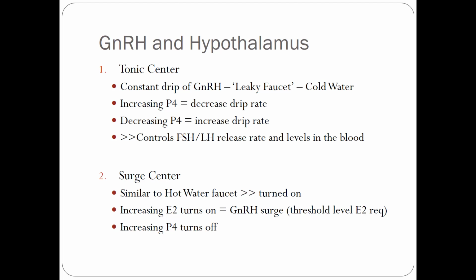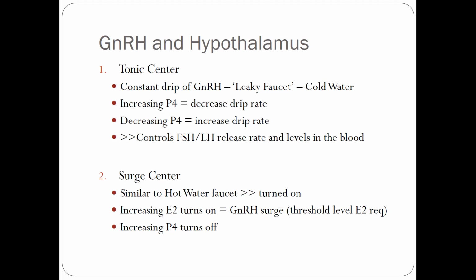But when progesterone is decreasing, we can see an increase in the drip rate. And so in the tonic center, those GnRH neurons are a little bit responsive to progesterone, either increasing or decreasing. And so GnRH that's produced from the tonic center will control follicle stimulating hormone and luteinizing hormone release, the release rate and the levels in the blood.